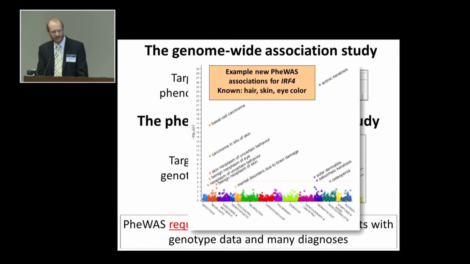I just gave you one example from a PheWAS done on IRF4, which is known to be associated with pigmentation phenotypes, and you can see a number of pigmentation-related skin diseases come up as associated with that variant.